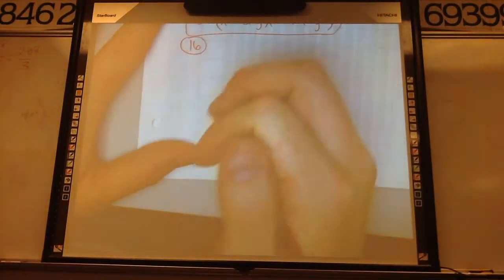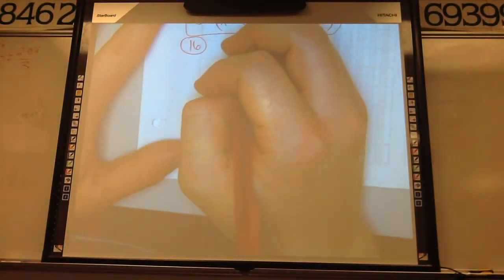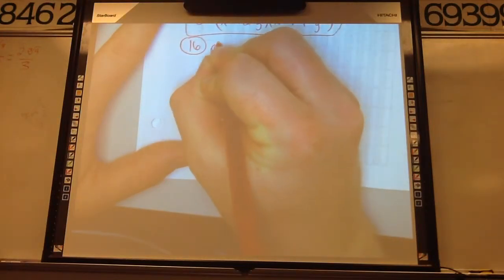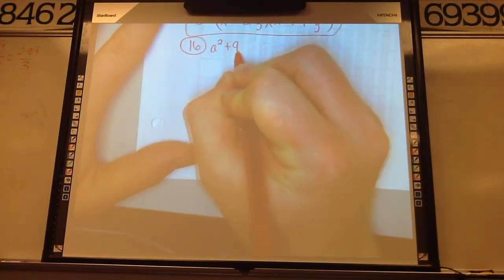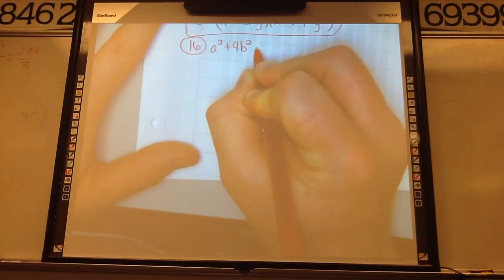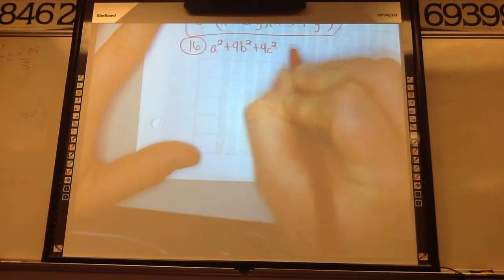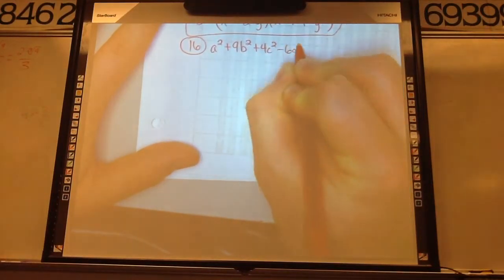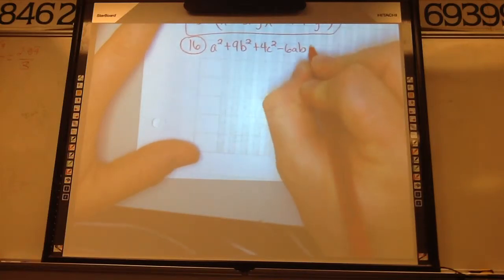How do we do 16? Oh, 16 sucked. Did you actually get it? A, B, C, A, A, B, A, C. This was another one that took a very long time. You just gotta group it, right? It's very similar to 13. I'm just going to sit here and think about it until I figure it out.